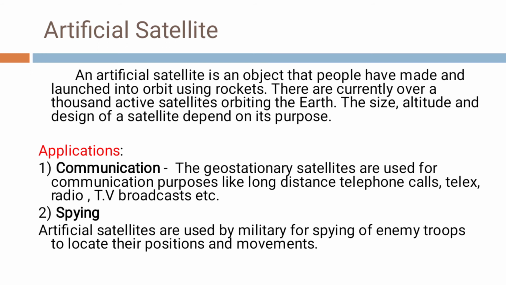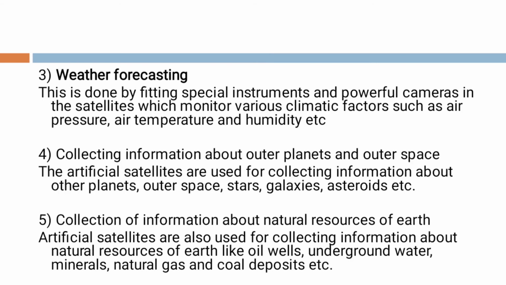Next one, spying. Spying in the sense it is used in the military for spying on enemy troops to locate their positions and movements. Next, weather forecasting. This is done by fitting special instruments and powerful cameras in the satellites, which monitor various climatic factors such as air pressure, air temperature, and humidity.